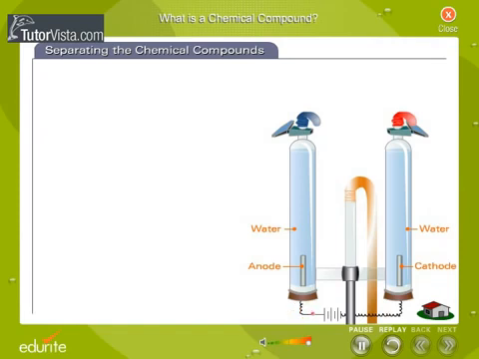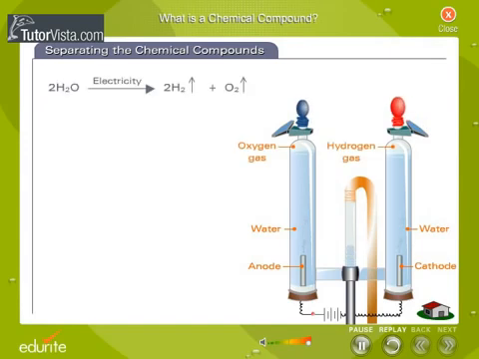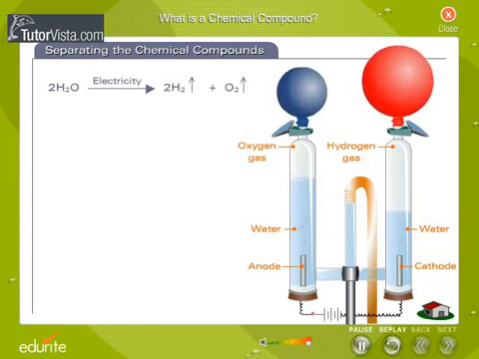When an electric current passes through 2 tubes full of water, it breaks the tight bonds between the hydrogen and oxygen atoms in each water molecule. Oxygen atoms bubble up to fill the blue balloon, while hydrogen atoms fill up the red balloon.